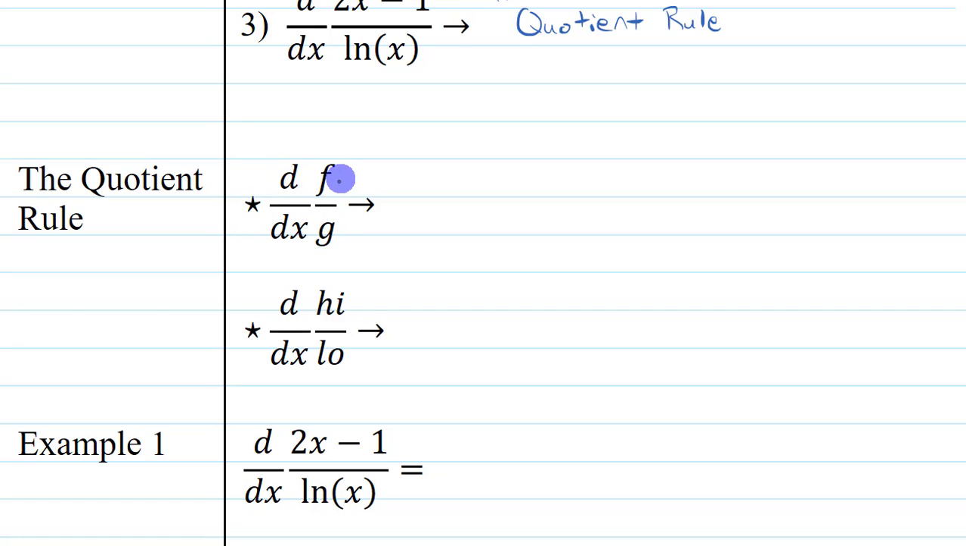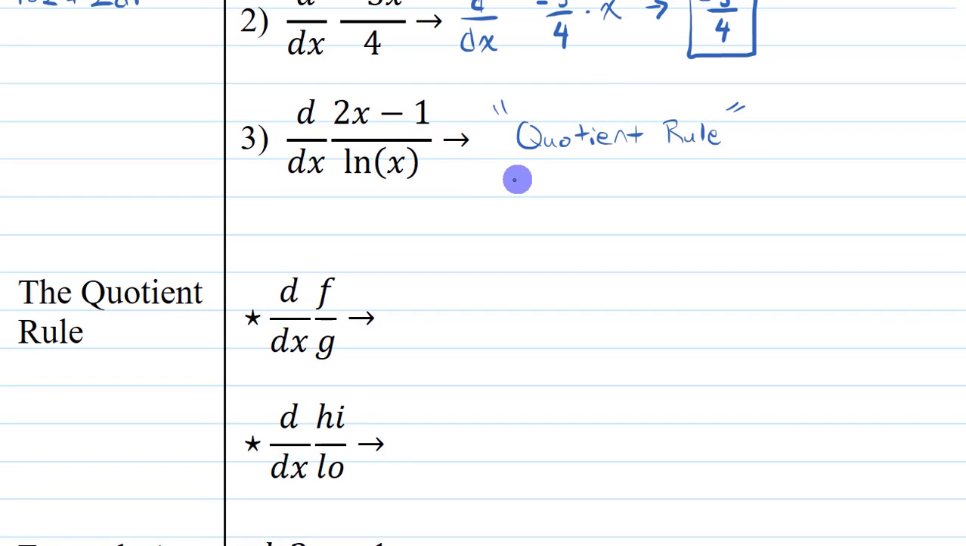What is the derivative of a function divided by a function? And by the way, the reason I know that I have to use quotient rule up here for number 3 is because there was a function. Write this down: a function on the top divided by a function on the bottom.